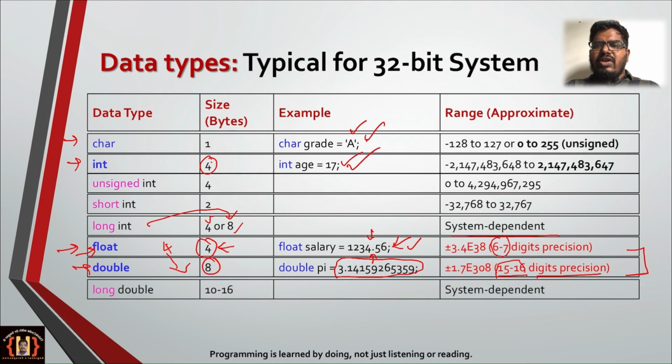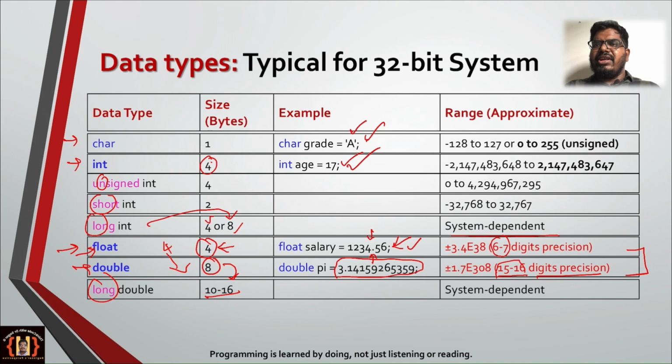Now, long double. As I said, all these words in pink color have different meanings, I'll tell you in a minute. This long double is only a double, but I am increasing the size from 8 to almost 10 to 16 bytes. This is also system dependent. Likewise, there can be many others.